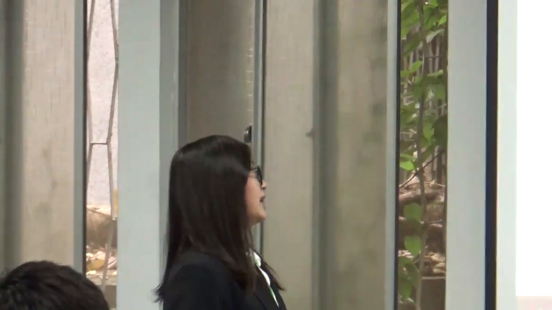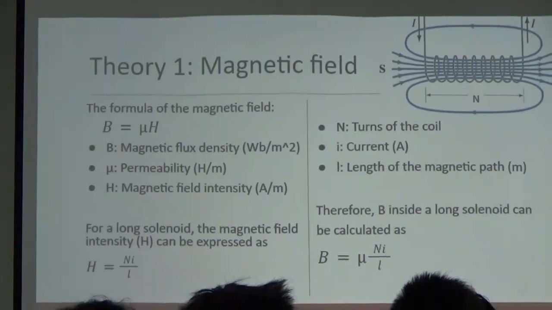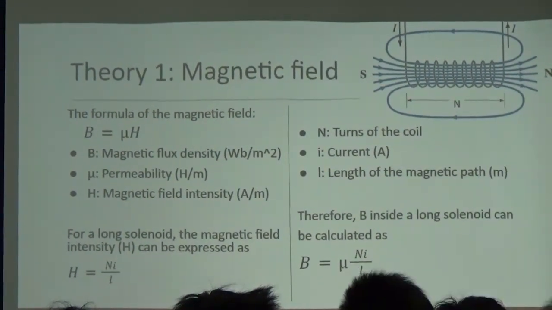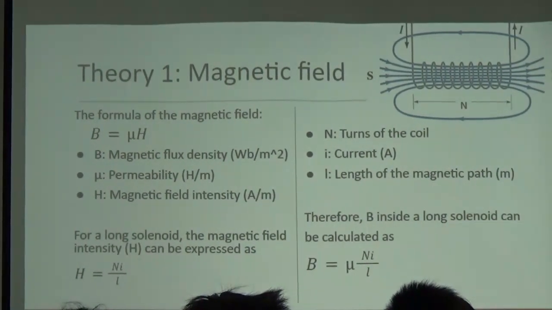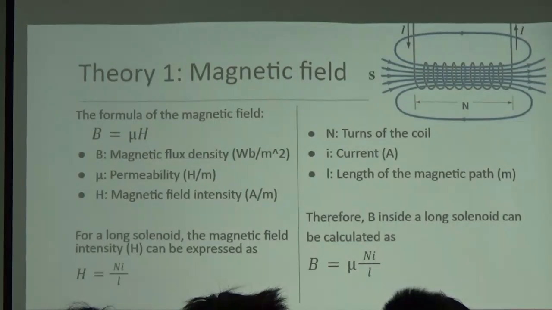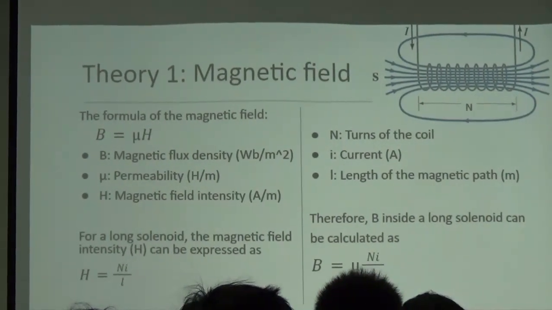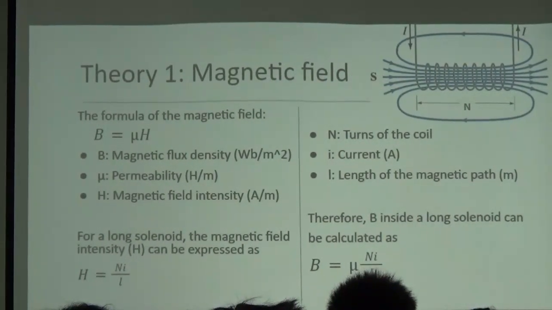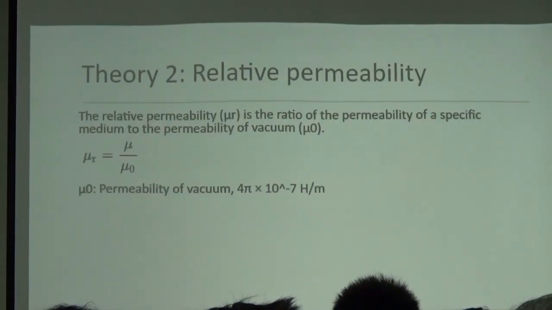First one is about the magnetic field. The formula of the magnetic field can be written as B equals mu H, where B is the magnetic flux density, mu is the permeability, and H is the magnetic field intensity. For a long solenoid, the magnetic field intensity can be expressed as H equals N I divided by L, where N is the number of turns in the coil, I is the current, and L is the length of the magnetic path. Therefore, B inside the long solenoid can be calculated as B equals mu N I divided by L.